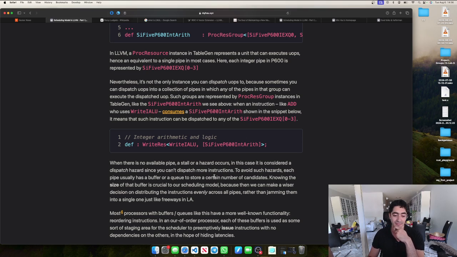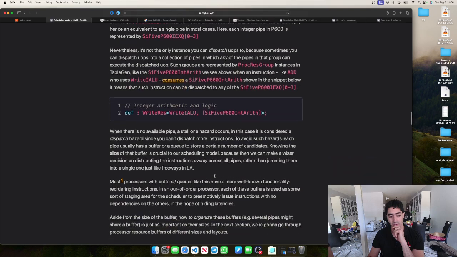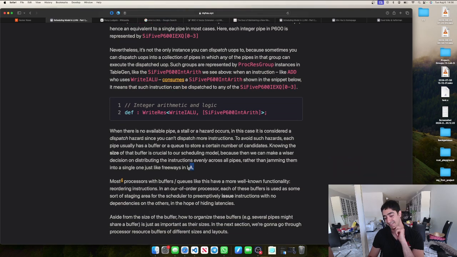Knowing the size of that buffer is crucial to our scheduling model, because then we can make a wiser decision on distributing the instructions evenly across all pipes, rather than jamming them into a single one just like freeways in LA.